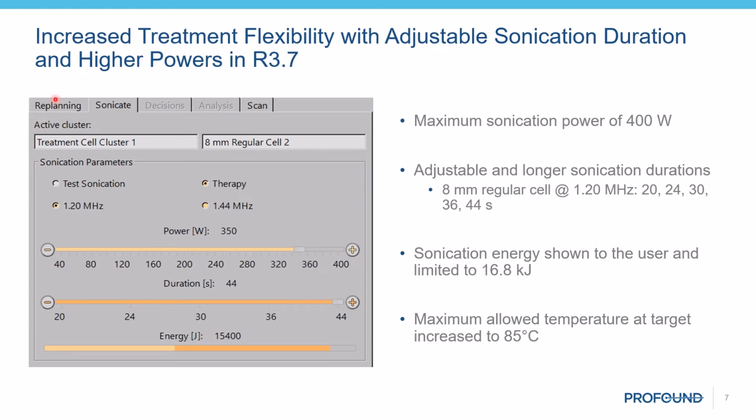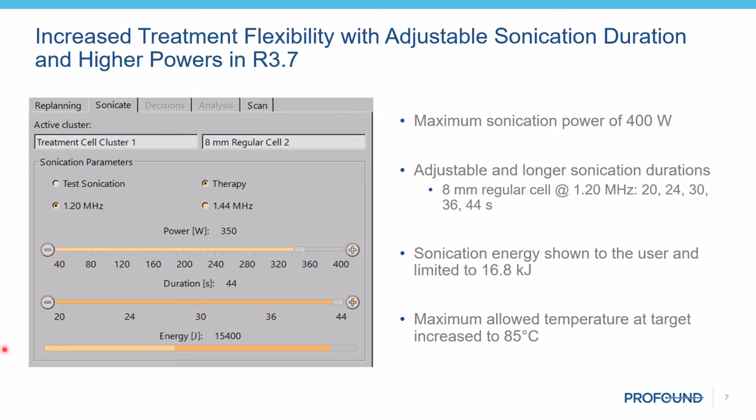On the left, you can see a screenshot from the treatment planning stage in Release 3.7. In this example, the user is planning an 8 mm regular cell at a frequency of 1.2 MHz. The upper horizontal bar shows the sonication power, which now goes up to 400 watts. The central bar, on the other hand, shows the sonication duration. The single fixed sonication duration for an 8 mm regular cell was 20 seconds in previous releases. Now the user can choose between 5 different durations from 20 up to 44 seconds.